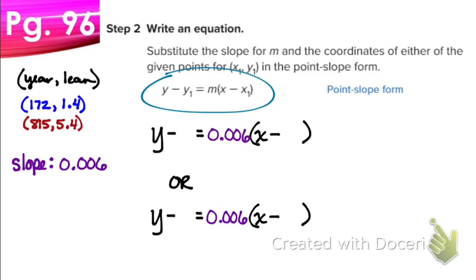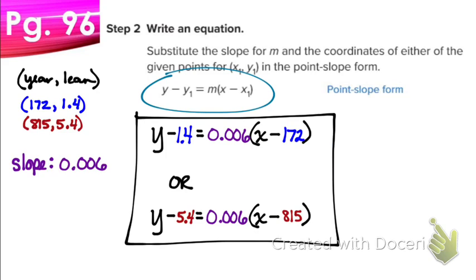1.4. Where would I put the 1.4? Is 1.4 the x or the y part of the ordered pair? Y. So I put it next to the y. All right. So what do I put here? 172. The x part has to go next to x. The y part has to go next to y. 5.4 next to the y. 815. There we go. Either one of those would be absolutely correct.